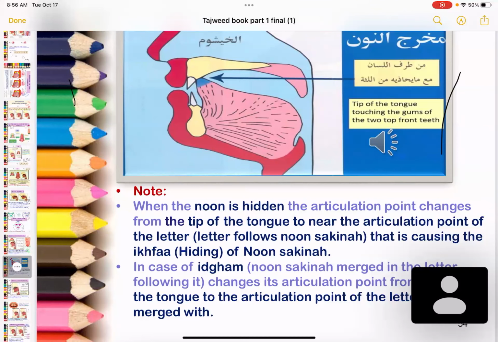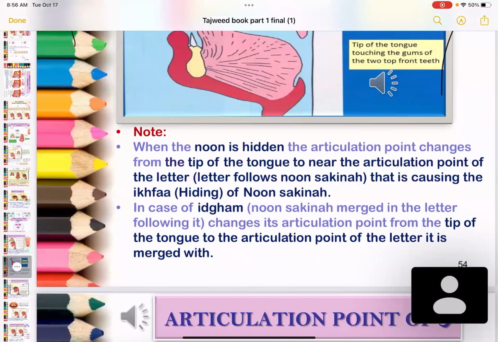In the case of idgham, noon sakina is merged in the letter following it, and this again changes its articulation point from the tip of the tongue to the articulation point of the letter it is merged into, like may yasha. So again here the articulation point changes to the letter that it is merging with.